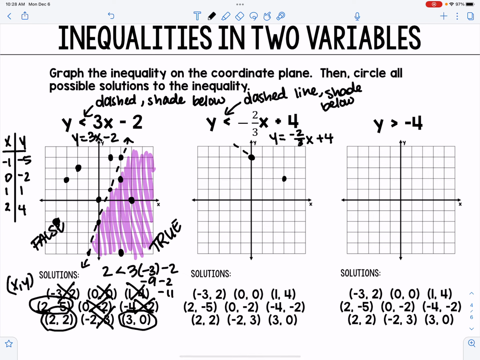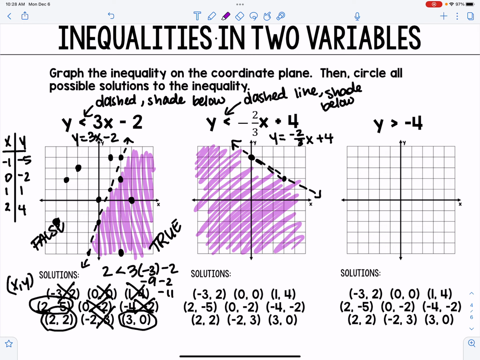All right, so I've got my dashed line. Oops, I don't think I did that part right. A dashed line. And I'm going to shade below like we said. I'm going to shade all the way down here. Okay. So again, I'm going to make sure when I'm looking at negative 3, 2, it's in the shaded area. So let's check and make sure that we did that correctly.